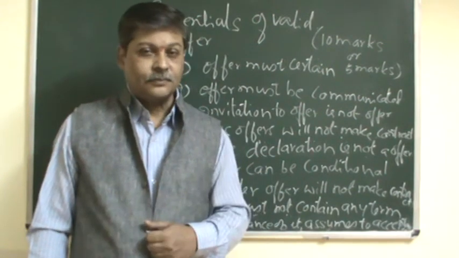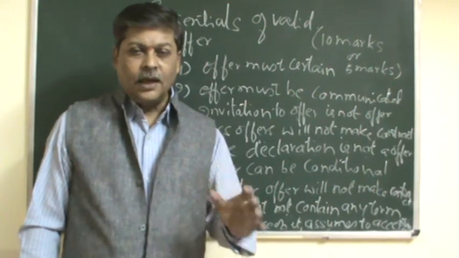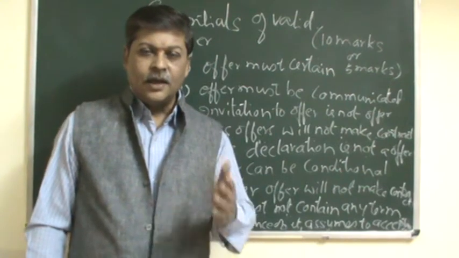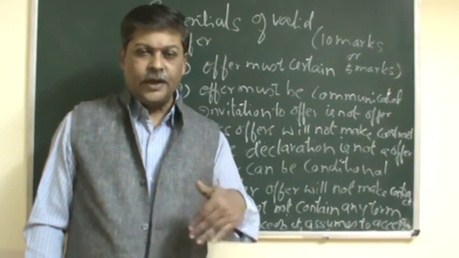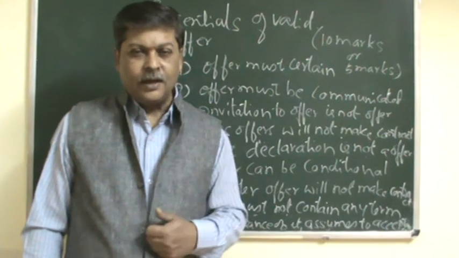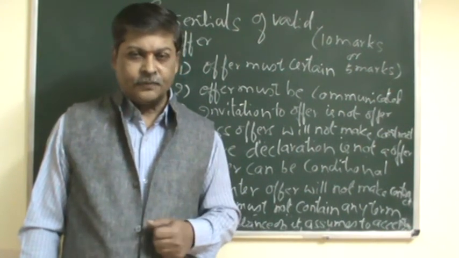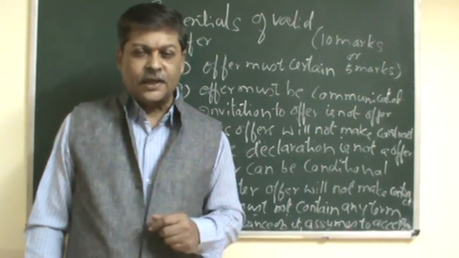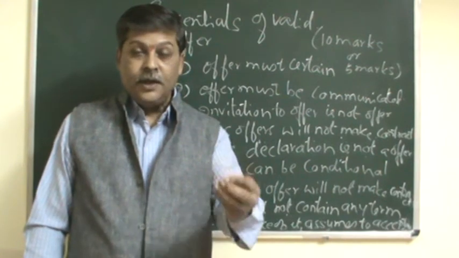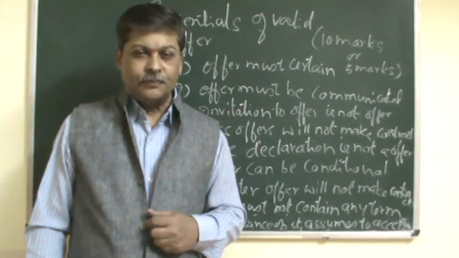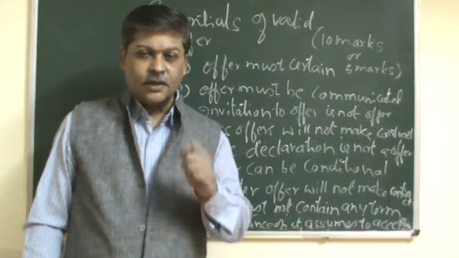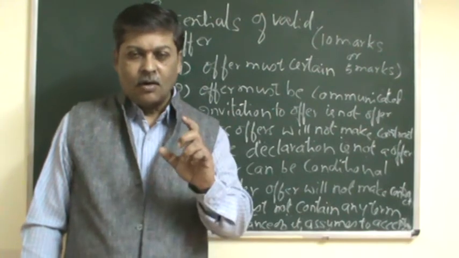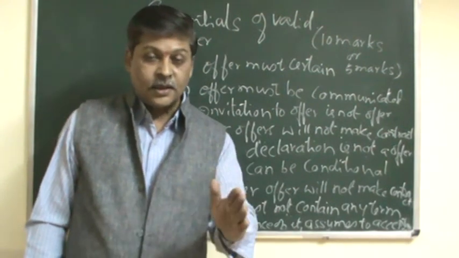For example, A has two cars, one is a Maruti and the other is an Ambassador. A wants to sell one car to B for 50,000, and he makes a proposal to B saying that he wants to sell his car for 50,000. B accepts the proposal. Now the question arises whether certainty is there in the offer. Is the offer certain or not? The answer is no.